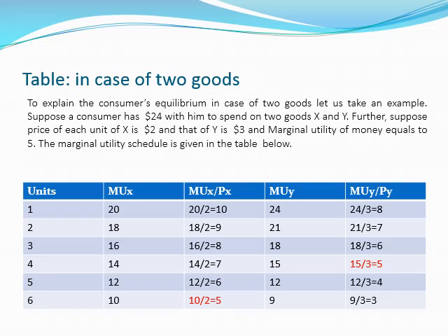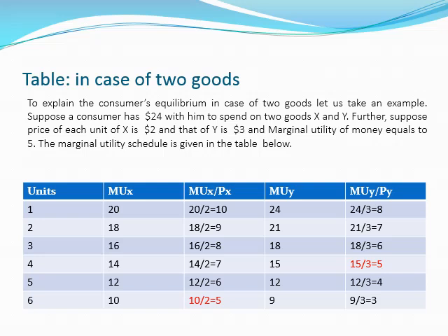Firstly, let's see where MUX over PX equals MUY over PY. It happens in more than one circumstance. There are 8, 7, 6, 5, 4 situations where MUX over PX equals MUY over PY.